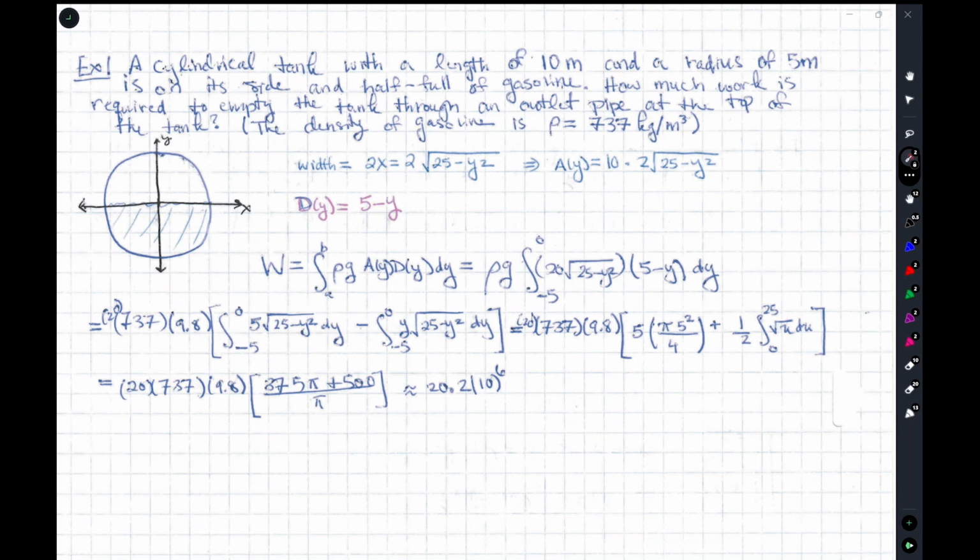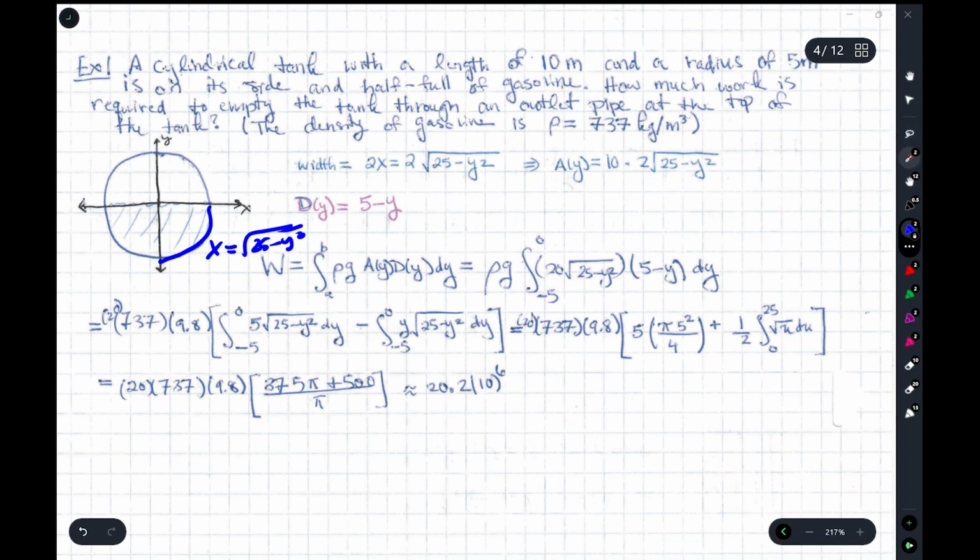Well, the first thing we need is the cross-sectional area, A(y). So we have a width. The width here is going to be 2 times x, which, because this is a circle, could be described as x equals the square root of 25 minus y squared. And where's that 25 coming from? Because the radius is 5. In fact, this whole side hemisphere here is x equals positive square root of 25 minus y squared. And so we're going to get a width of 2 of that, because we have one x here and then another x there. So that's where that 2x is coming from.